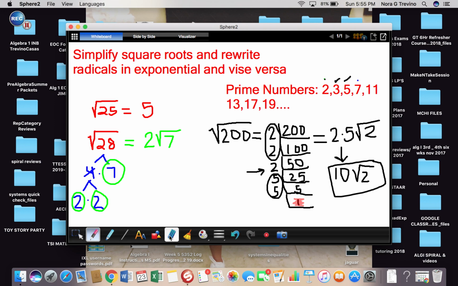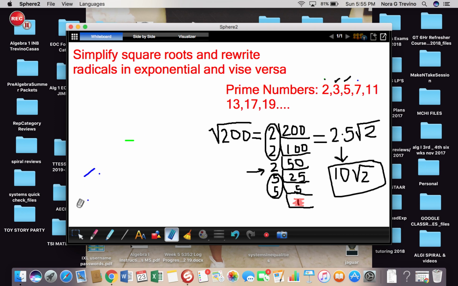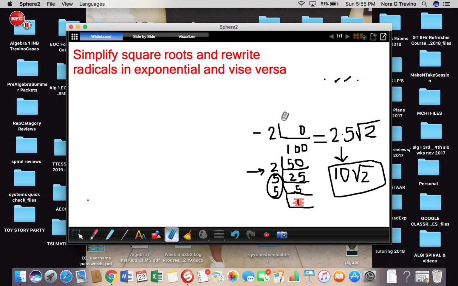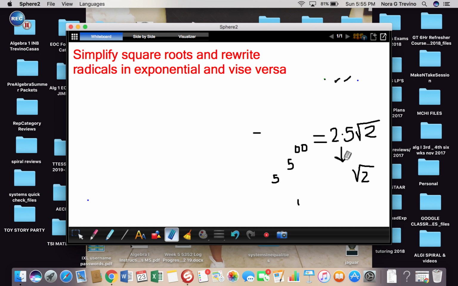The second part is writing exponentials, or writing radicals in exponential form. Oops, and I erased my prime numbers. That's okay, we don't need them anymore.